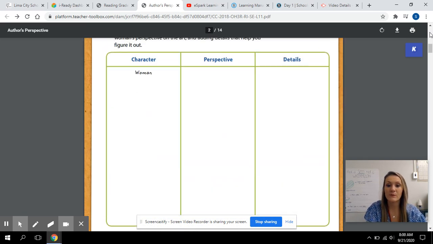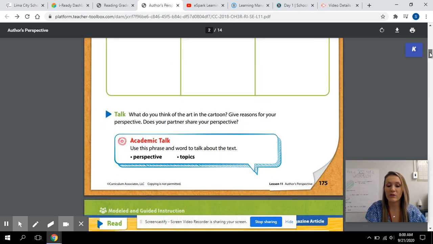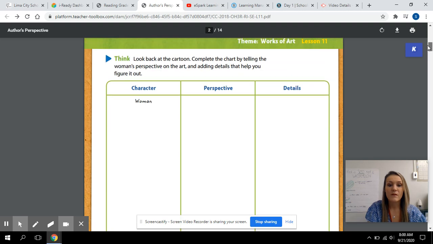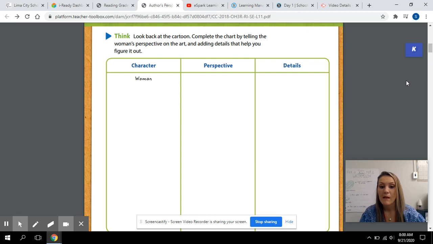So what we are going to do is, I'm going to fill out, and you guys are going to do this on Schoology. They already did the character box for you. So what you need to do is the perspective box. So I will do the perspective box with you guys. Well, I don't have it open, but the perspective would be you telling me how she feels. How does she feel about the piece of art? What is her perspective? And then in the last box, the details box, you have to prove that to me. What words did she use? What did she say? To show her perspective.